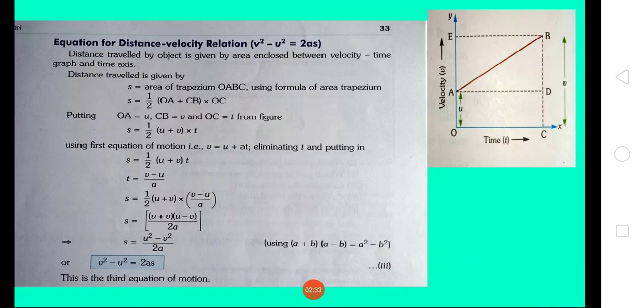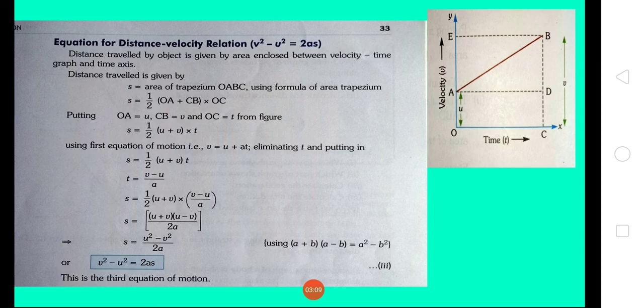So in the previous derivation, we had actually calculated the area of the triangle and area of the rectangle, added both to find the distance travelled. Here in this case, we are going to find the distance travelled S equal to the complete area of the trapezium OABC. And as I told you earlier, the formula is S equal to half into the sum of the parallel sides, which is OA plus CB, into the distance between the parallel sides, which is OC.